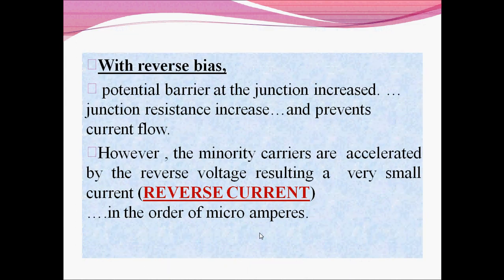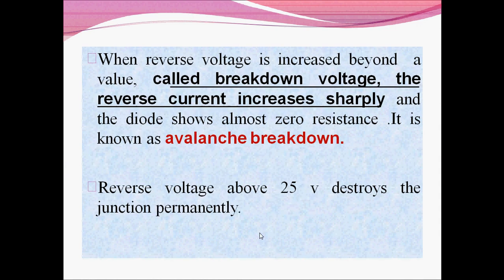With reverse bias, the potential barrier at the junction increases. Junction resistance also increases and prevents the current flow. However, the minority carriers are accelerated by the reverse voltage, resulting in a very small current, that is the reverse current, which is in the order of microamperes. When reverse voltage is increased beyond the limit called breakdown voltage, the reverse current increases sharply and the diode shows almost zero resistance. It is known as avalanche breakdown. Reverse voltage above 25 volt destroys the junction permanently.